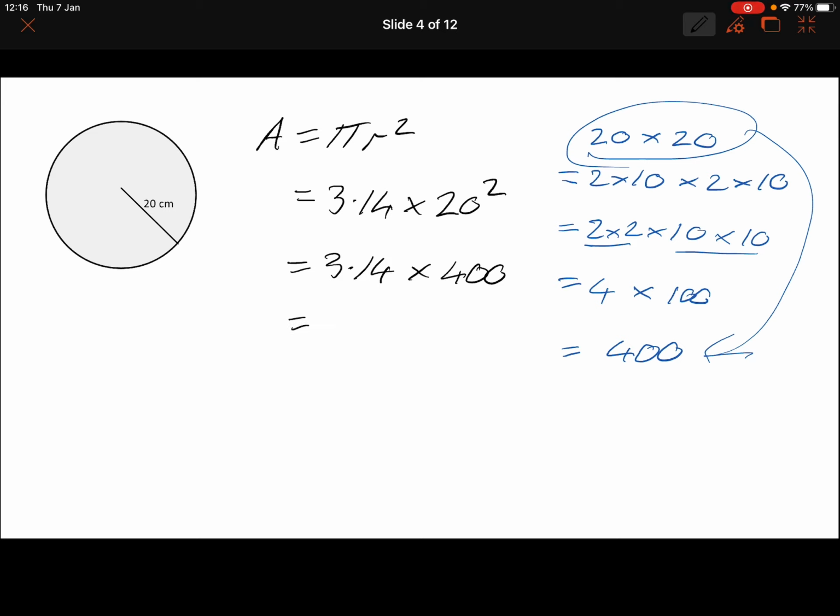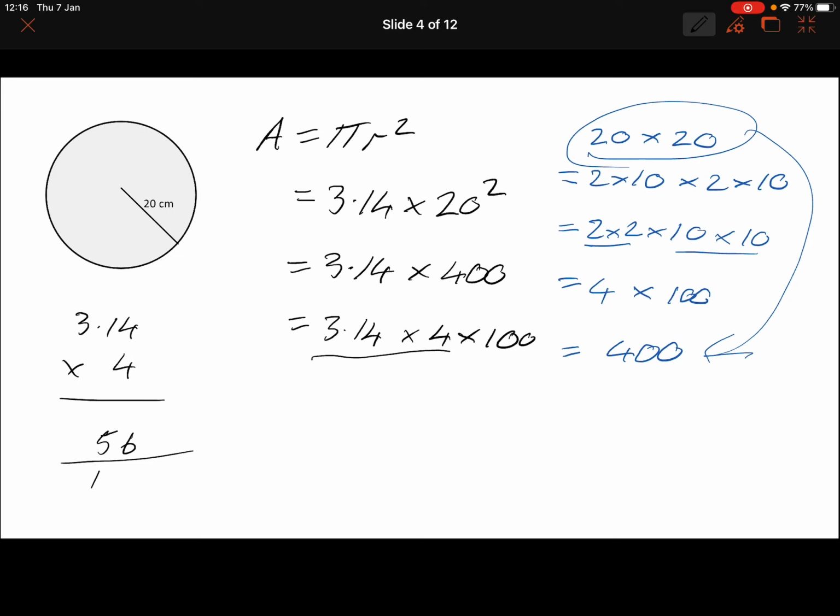Now, same sort of principles, actually. 3.14 times 400, well, I know that 400 is the same as 4 times 100. I like to split it up that way because what I'm going to do to the side is 3.14 times 4. So 3.14, I'm going to multiply that by 4. 4 times 4 is 16. 4 times 1 is 4, plus the 1 is 5.